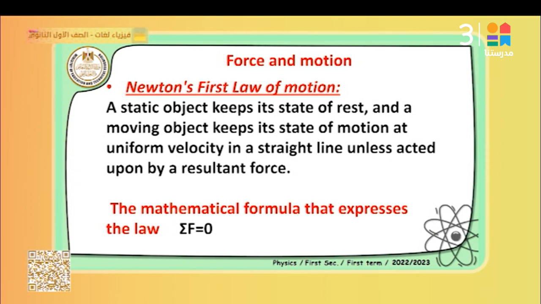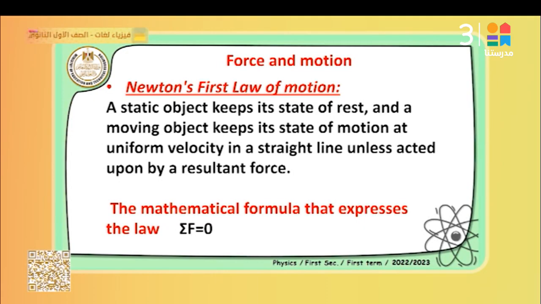Newton's first law of motion states that a static object keeps its state of rest, and a moving object keeps its state of motion at a uniform velocity and in a straight line unless acted upon by a resultant force, which means any object has a tendency to keep its state by itself. If I have a static object, just like this cup, it wants to keep its state. Or if I have a moving object in a straight line with a constant velocity, it's going to keep its state too, unless an unbalanced external force is applied on this object.